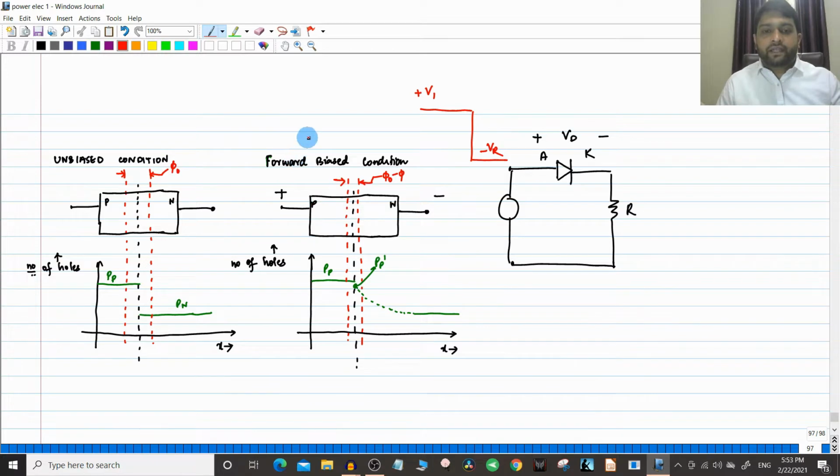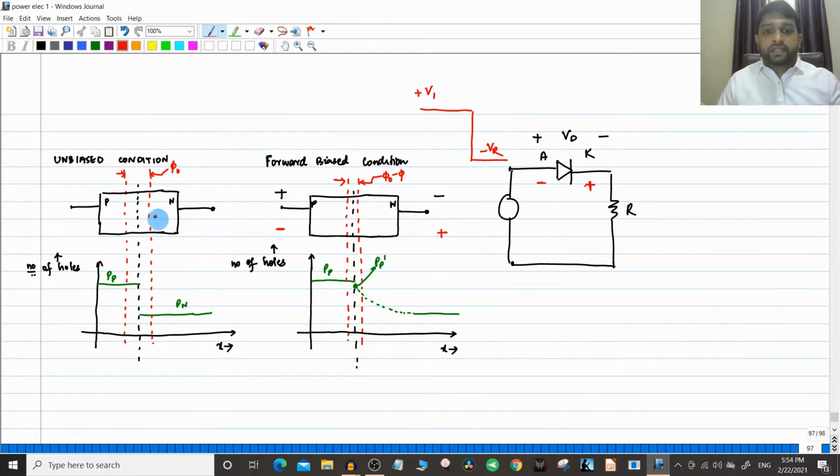Now, when suddenly a reverse voltage is applied, what are you trying to do? You are actually changing the polarities, right? So here it is positive, here it is negative. Suddenly you are applying a reverse voltage. That means suddenly you are making the anode negative with respect to cathode. So here you are shifting the voltage from this condition to this condition. But will all these characteristics suddenly shift?